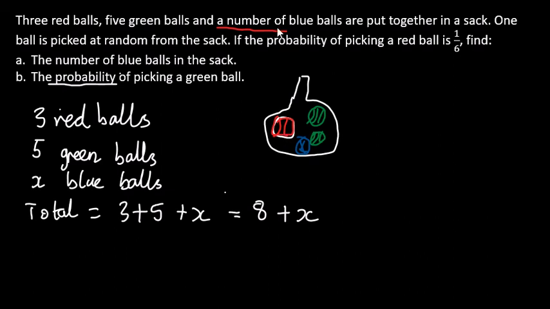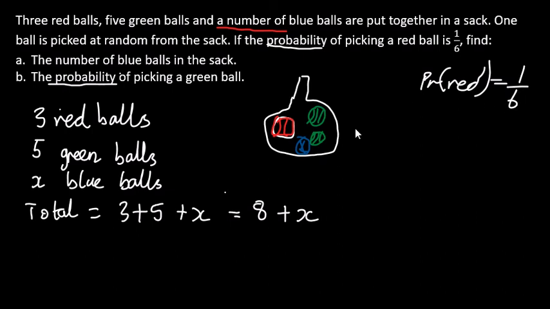If the probability of picking a red ball is 1/6, let's use P for probability, so the probability of a red ball is equal to what? 1/6.